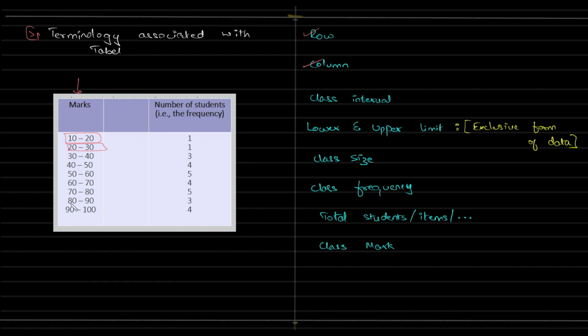90 to 100, 80 to 90. So in each of these classes, these values have a particular name. So for the last class, 90 is the lower limit and 100 is the upper limit. Class size is nothing but the upper limit of a class minus the lower limit of a class.